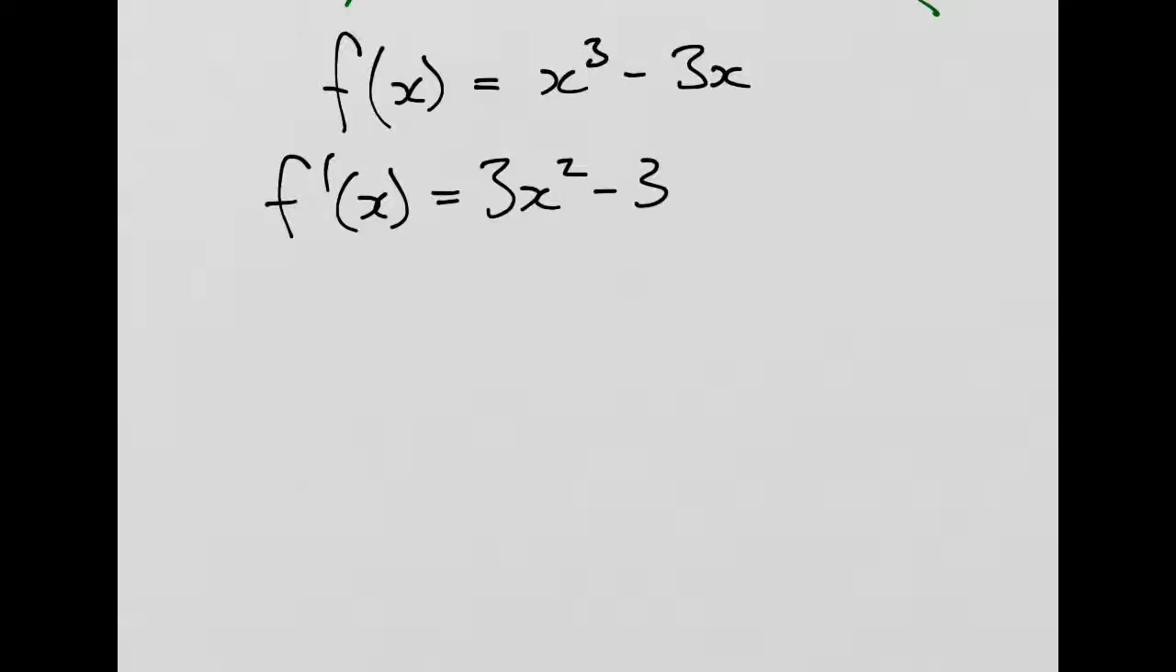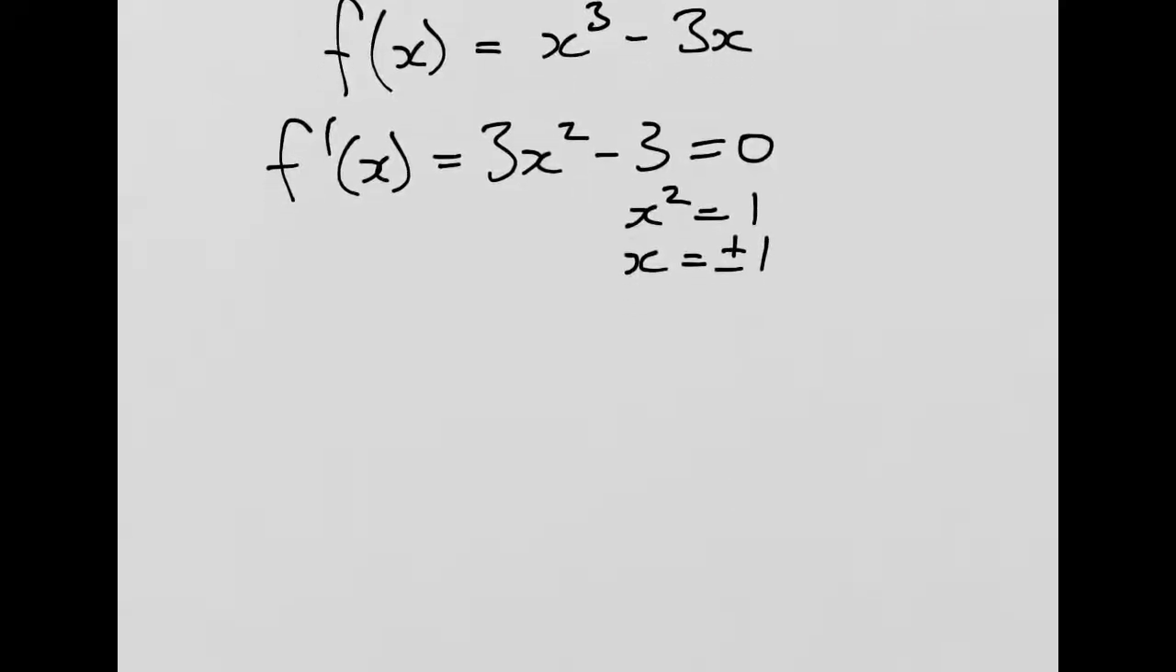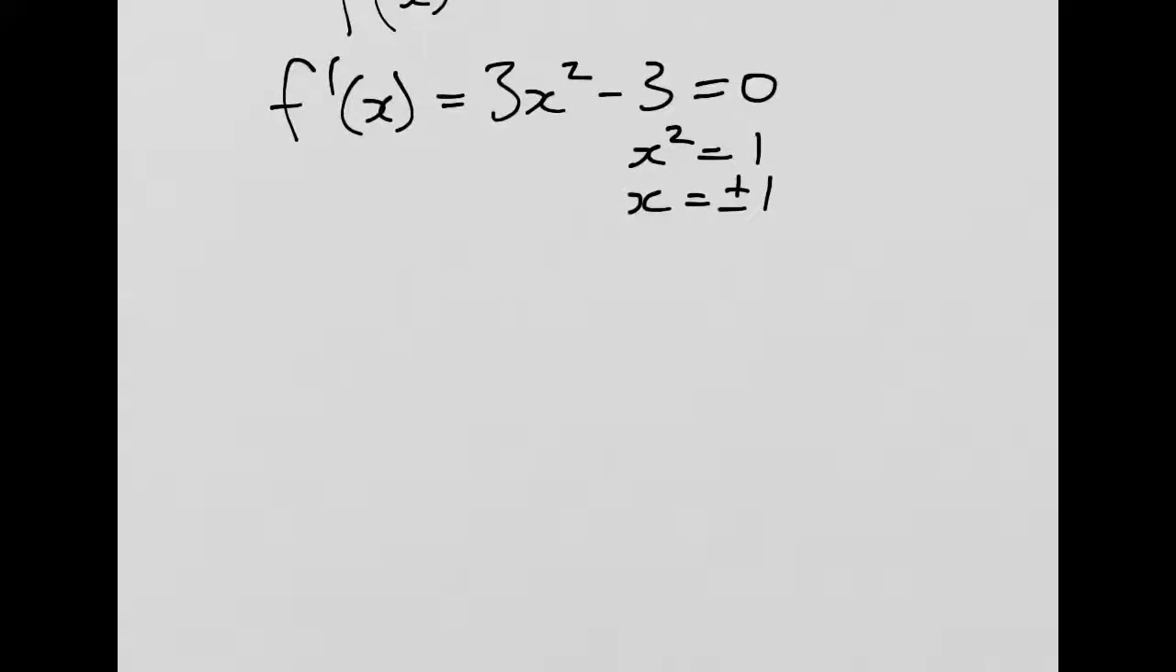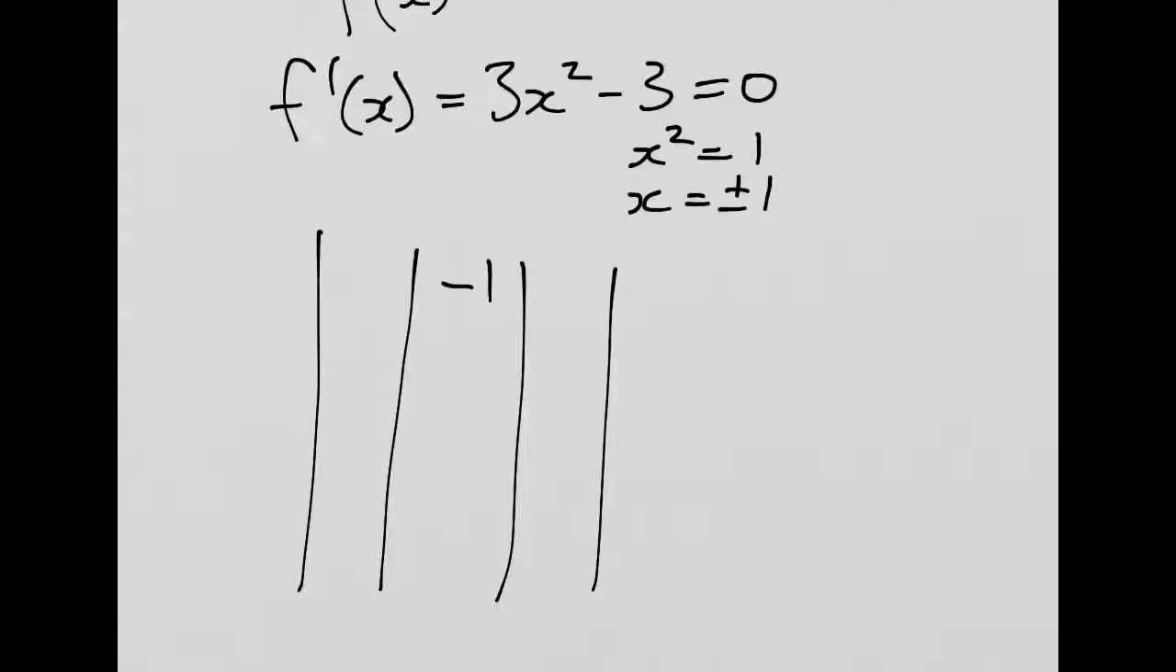To find our stationary points, we will set this equal to 0, which, taking the 3 over the other side and dividing by 3, would give us x squared is equal to 1, so then x equals plus or minus 1. Now, before we go and find those stationary points, let's find out what type of stationary points they are. The easiest way to find the type of our stationary point is by doing a graph. So we put our point in the middle, and we're looking at either side of it, specifically the derivative, and then we can write in what's happening with the line.